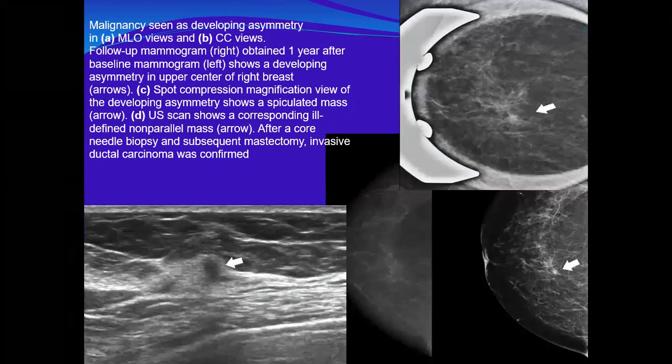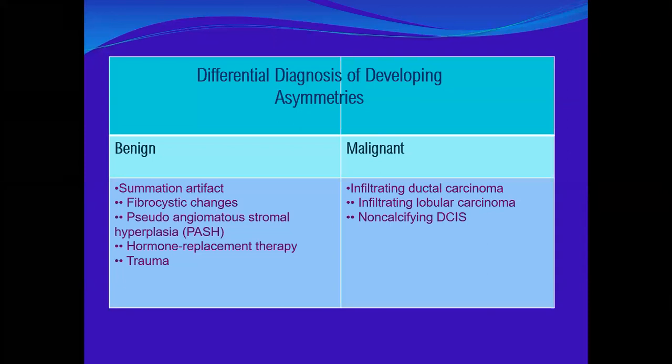Okay. Excellent. Well done. So, the differential diagnosis of developing asymmetries. Still, it can be summation artifacts. It can be fibrocystic change. It can be pseudoangiomatous stromal hyperplasia. It can be hormonal replacement therapy. It can be trauma, including surgery. It can be infection, residual post-infection, whatever. These are the benign differential diagnoses. While malignant, it can be infiltrating ductal, infiltrating lobular, non-calcified DCIS, or even tubular. You see, these types of malignancy can usually present as asymmetry.